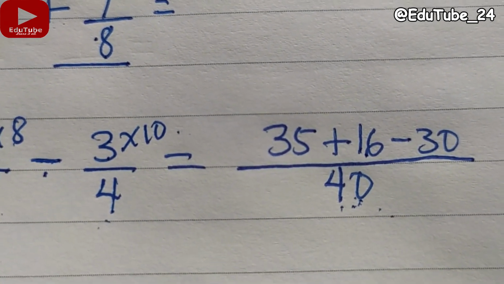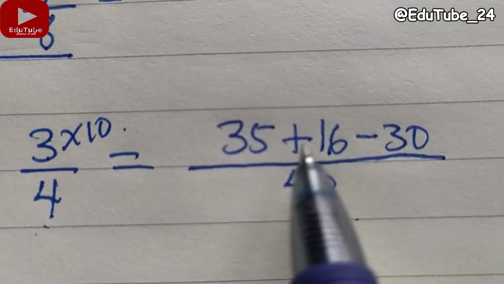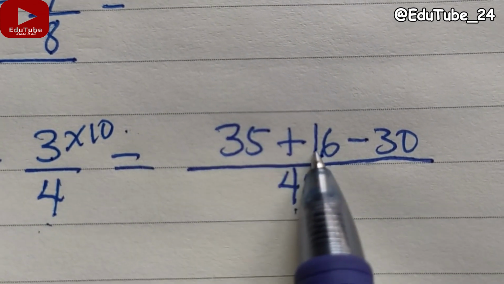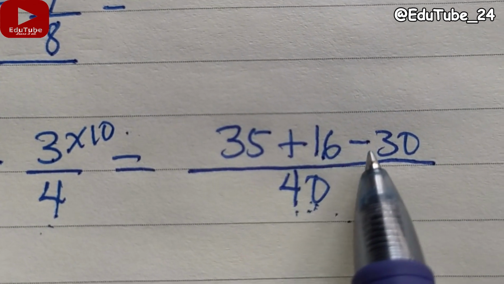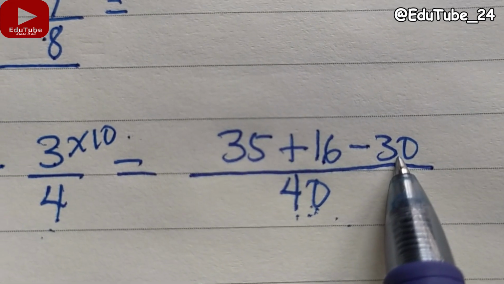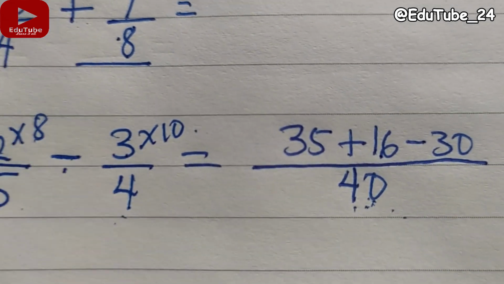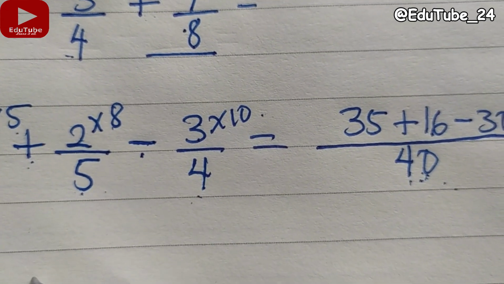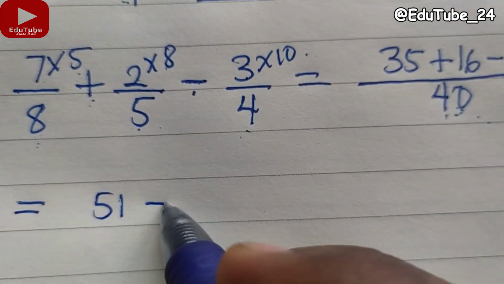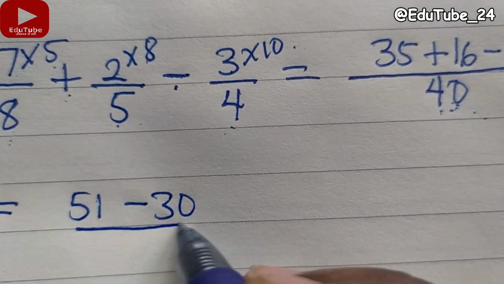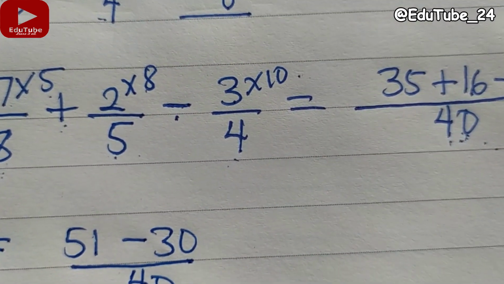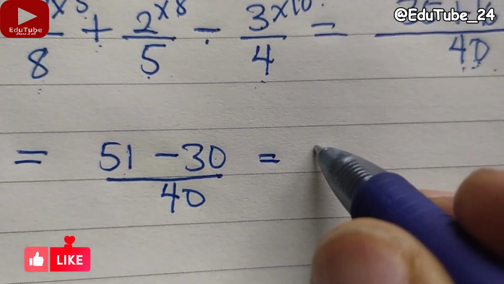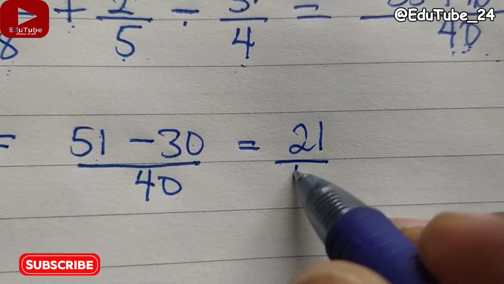So now let me carry out this mixed operation. So 35 plus 16, that is going to give me 51. So 51 take away 30. Let's take it bit by bit. So 35 plus 16, that will give me 51 minus 30 out of 40. So if I take away 30 from 51, I'll be left with 21 out of 40.